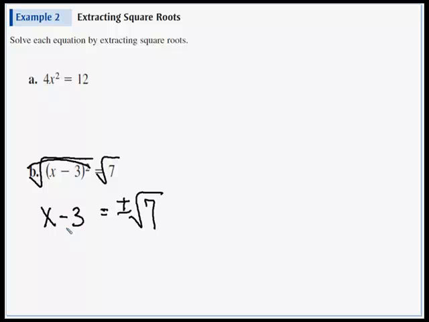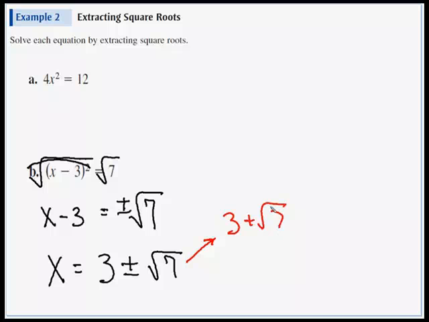And then to solve for x, I'm going to add 3 to get rid of this minus 3. So if we add 3 to both sides, we get x equals 3 plus or minus the square root of 7. And this plus minus sign here means there are two solutions. We could first use the plus sign. 3 plus the root of 7 is one answer. And then we could do it again with the minus sign. 3 minus the root of 7 is our other answer. So there are two solutions based on that plus minus.